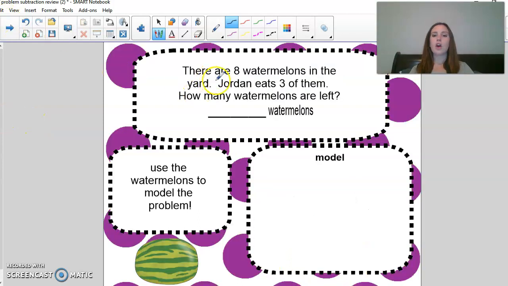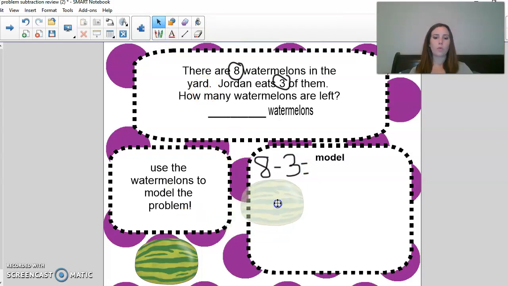All right, there are 8 watermelons in the yard. Jordan eats 3 of them. How many watermelons are left? So they want to know how many watermelons they have left. What's the first thing I'm going to go back and do? Circle my 2 important numbers. Good, 8 and 3. Now I'm going to come up here. I'm going to write it a little bit tiny so that way I can have enough room for all my watermelons. 8 minus 3 equals. That's what we're going to try to figure out.